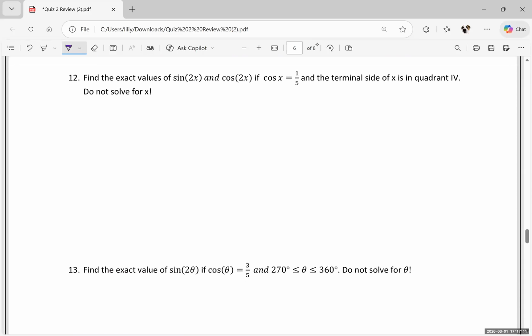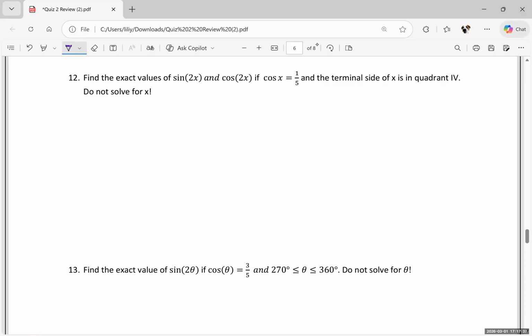All right. Now we're doing the double angles. Still exact values. And this time you are given the value of cosine, and you need to find the exact value of sine of 2x and cosine of 2x. You cannot solve for x here. You have to use the double angle formulas.